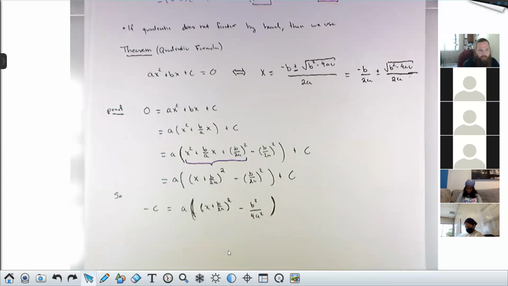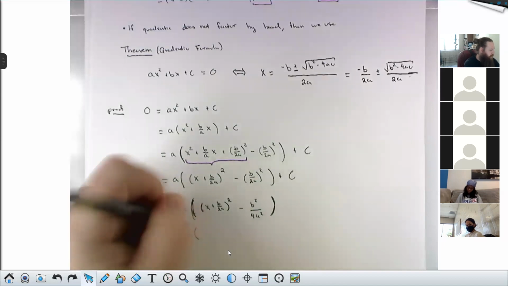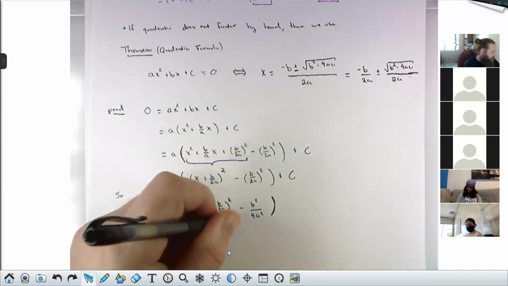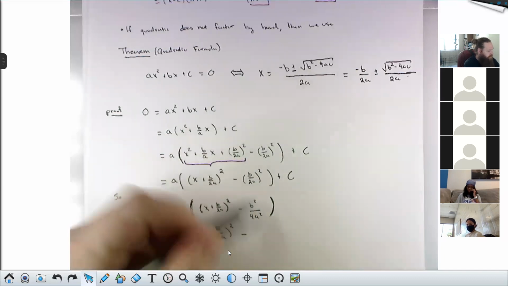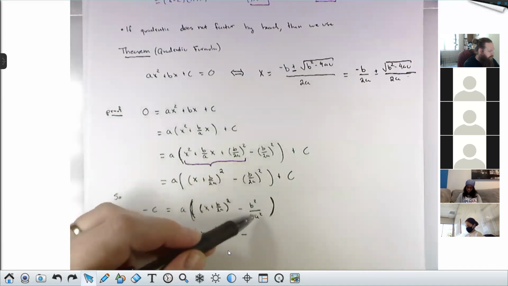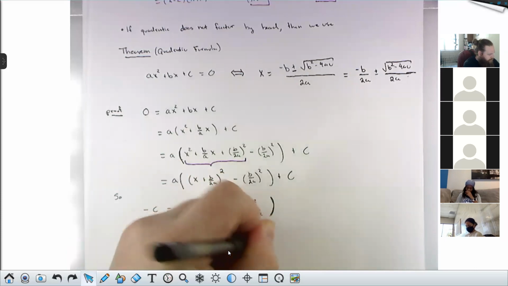All right. From here, we've got some choices. Let's see, I could divide both sides by a, or I could distribute the a through, and then we'd have to divide by it later. Let me distribute the a through. So this is going to be a times x plus b over 2a squared minus this term times a. So if I multiply b squared over 4a squared by a, I'm going to get b squared over 4a.